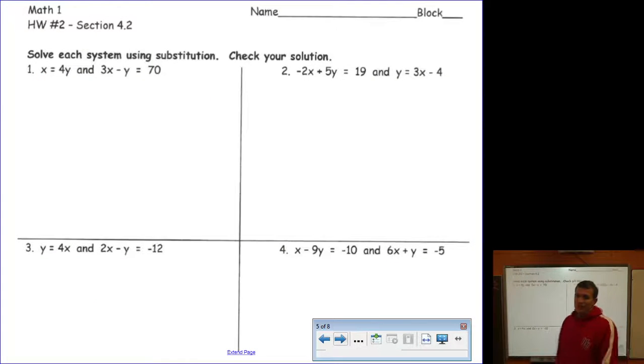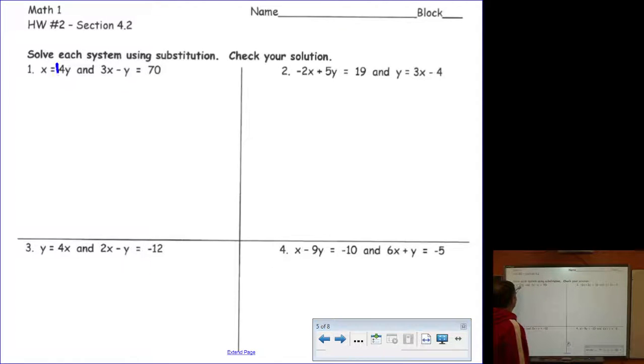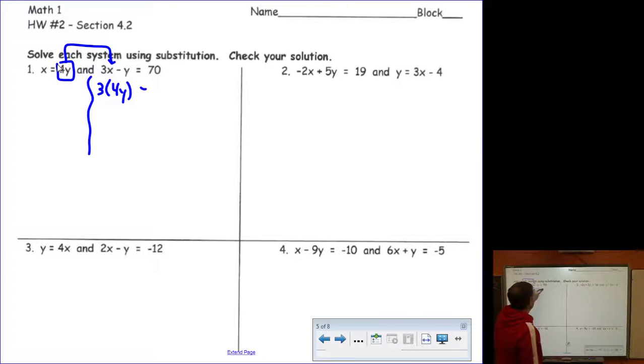All right, let me go through the problems for you. This is the substitution method of solving a system of equations. In number 1, it is nice because the x already is by itself and it equals 4y. So I can go ahead and take what x equals and I can substitute it into the other equation in place of the x. So instead of 3 times x, I'm going to rewrite this as 3 times 4y. And then I'm going to finish the equation.